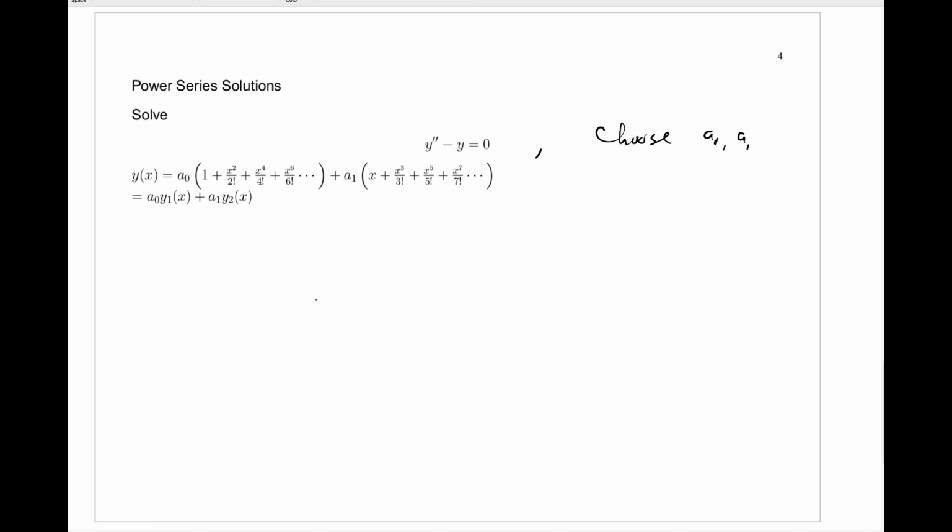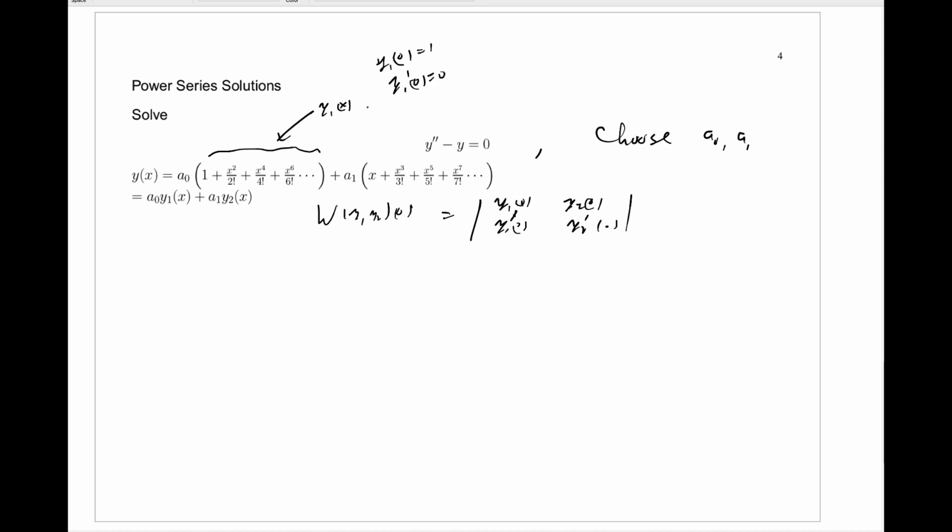And I claim they are independent because if you compute the Wronskian of y1 and y2 at 0, you get exactly the determinant of y1 of 0, y2 of 0, y1 prime of 0, y2 prime of 0. But notice that for the functions that I have here, this is my y1 of x. y1 is a function where y1 of 0 is exactly 1, and y1 prime of 0 is 0. Just in your head, you can do this real quickly. When you differentiate, that 1 goes away, and you'll start with 2x, and then you'll have a 4x cubed, etc. At 0, that will be 0.